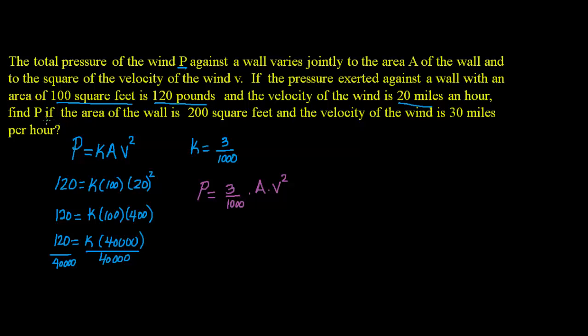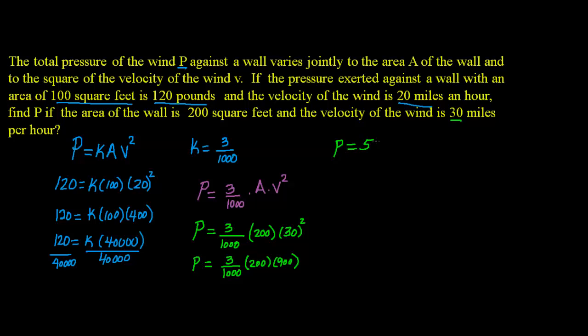With this mathematical model, I can now answer the question. It says, find P, so I'm to find the pressure, if the area of the wall is 200 square feet. So I'm going to write P is equal to 3 over 1,000. And the area is 200 square feet. And the velocity is 30 miles. So 30 squared. Okay, and you get P is equal to 3 over 1,000 times 200 times 900.